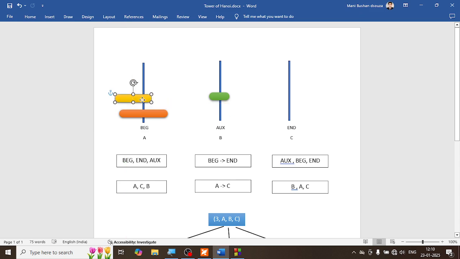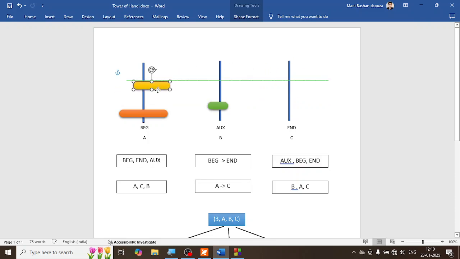Because, see, remember, you can't directly get this disk to the other side. So first you may have to move here, then move here, then bring it back and do something. So by using the help of C, that is the end, move these two disks to the other side. So this is the meaning.